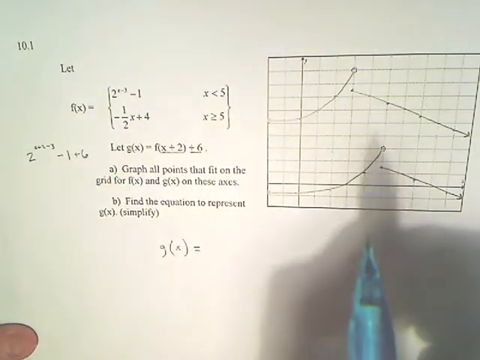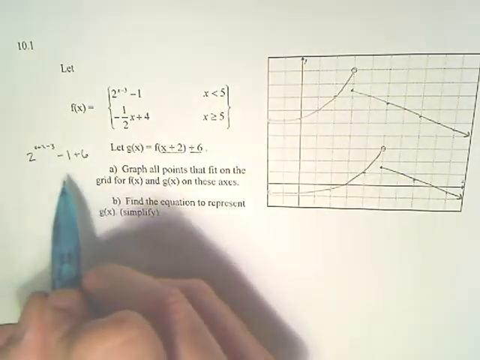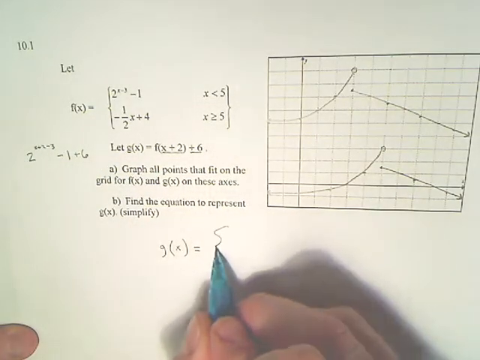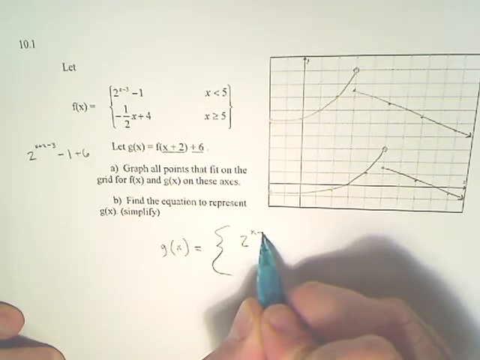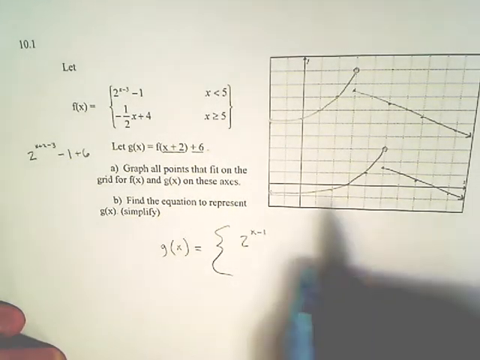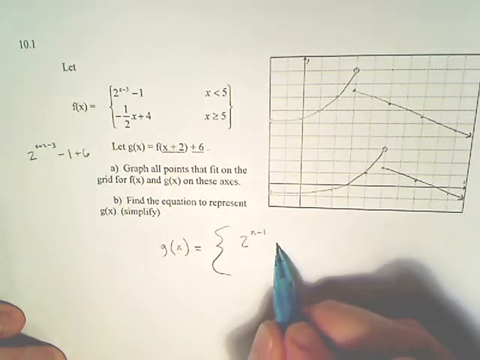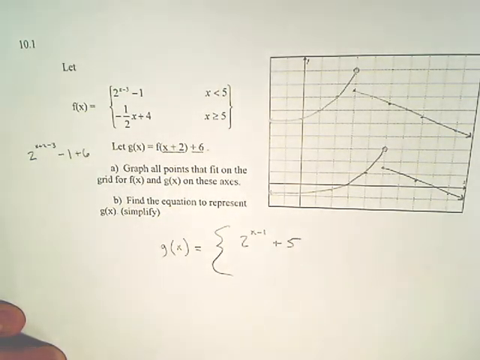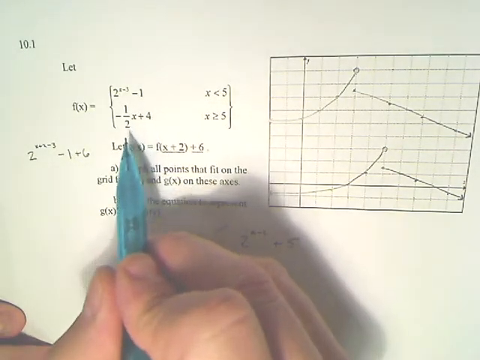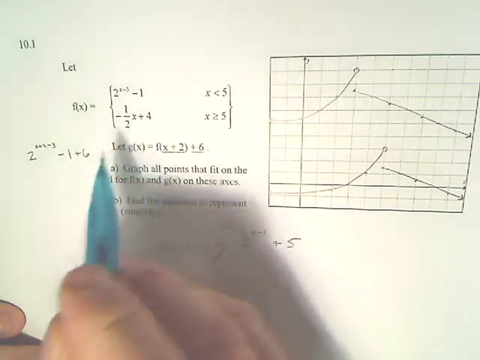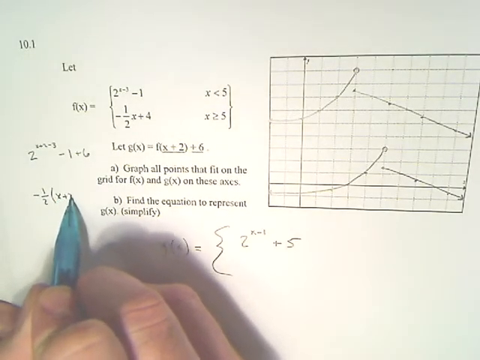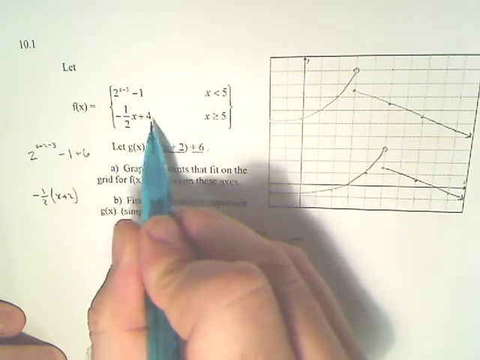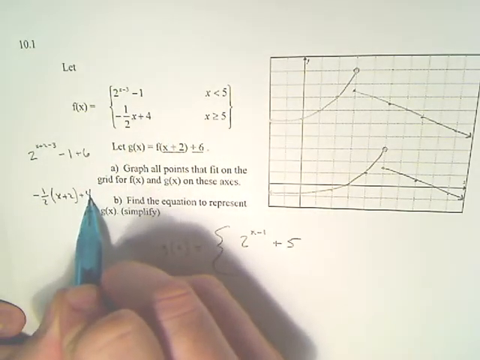Now a lot of this you can do in your head. You can combine like terms in your head and you don't need to show this. On the top we have 2 to the x minus 1, and if we combine like terms here, it ends with plus 5. Do the same thing for the bottom equation, sticking x plus 2 in for the x. We would have negative 1/2 times x plus 2, and sticking the plus 6 at the end of that plus 4.